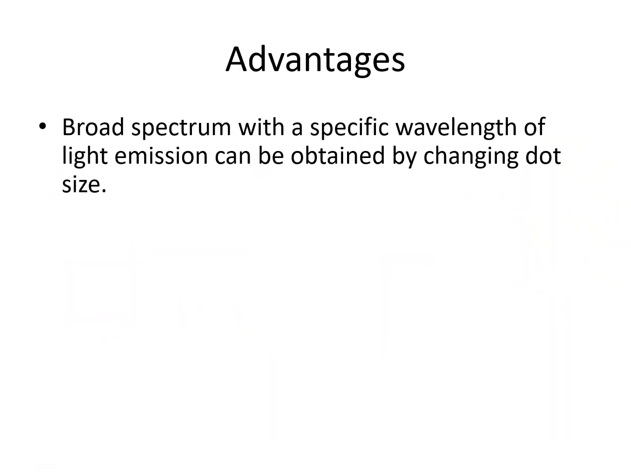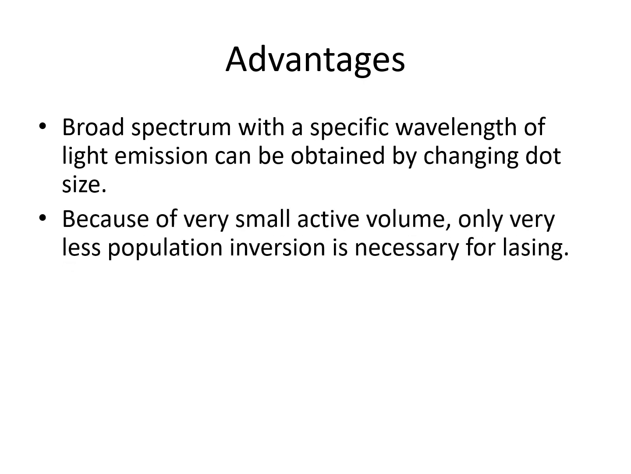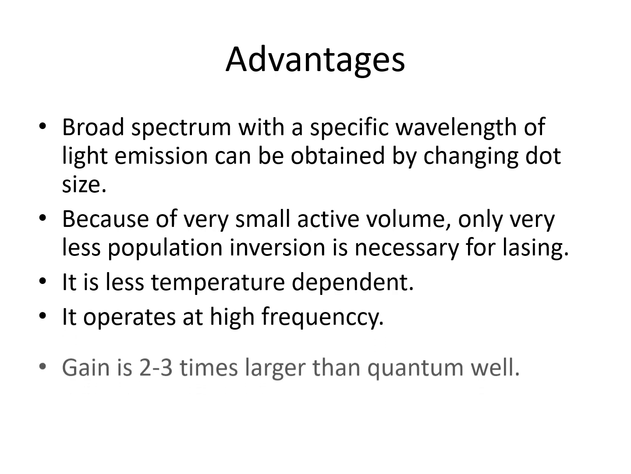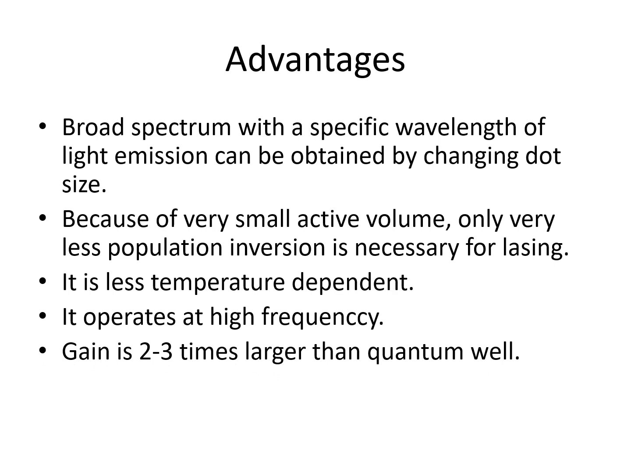Now we'll see a few advantages. Broad spectrum with a specific wavelength of light emission can be obtained by changing dot size. Because of very small active volume, only very little population inversion is necessary for lasing. It is less temperature dependent. It operates at high frequency. Gain is 2 to 3 times larger than the quantum well. It is an efficient laser.